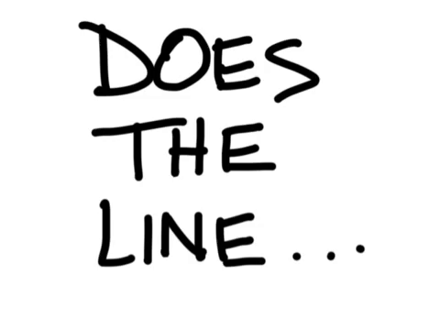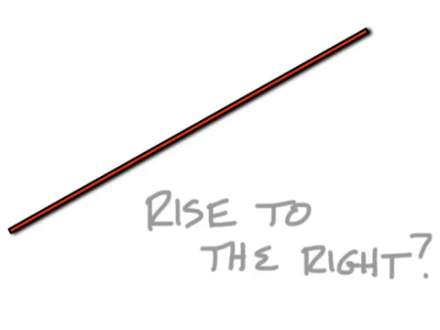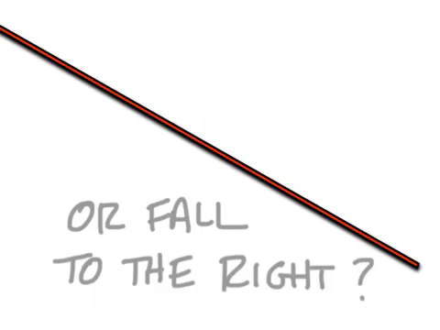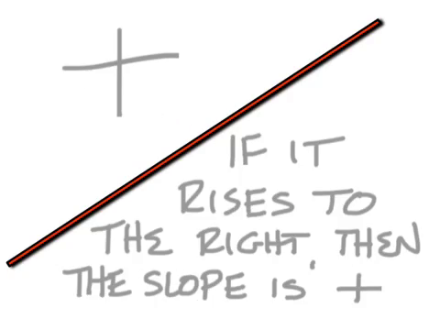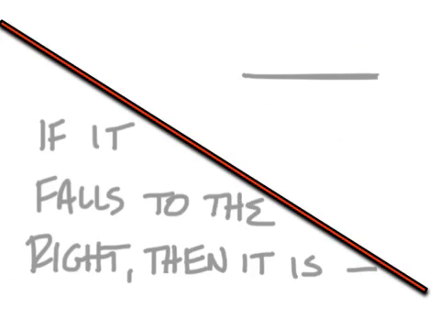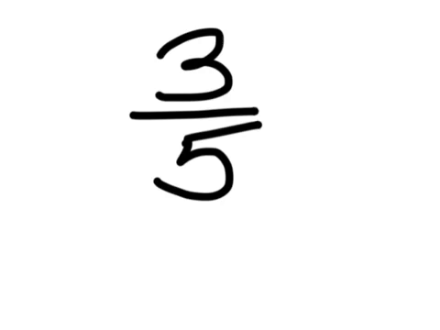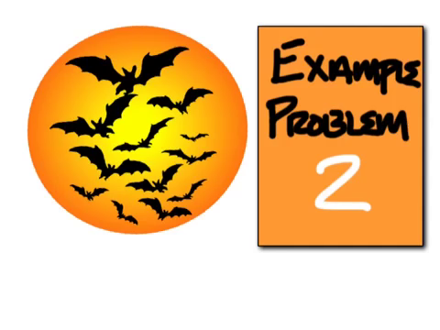That's rise over run. But there's something else you have to look at. Does the line rise to the right, or does it fall to the right? If it rises to the right, then the slope is positive. If it falls to the right, then the slope is negative. So we have 3 over 5 for our slope. Does it remain positive?